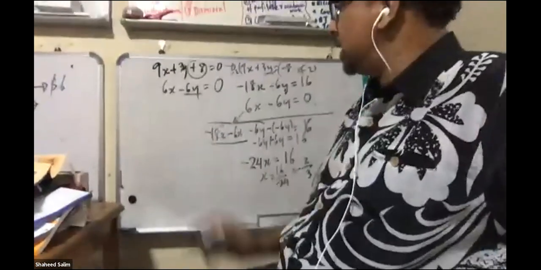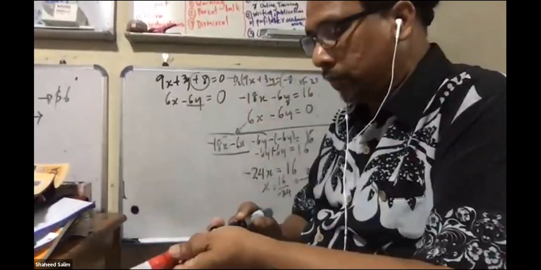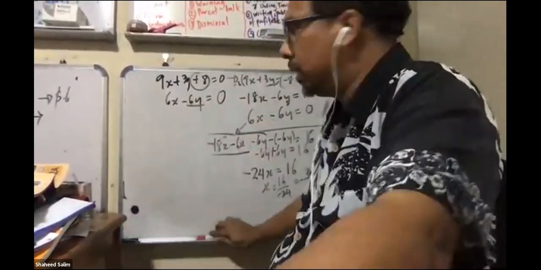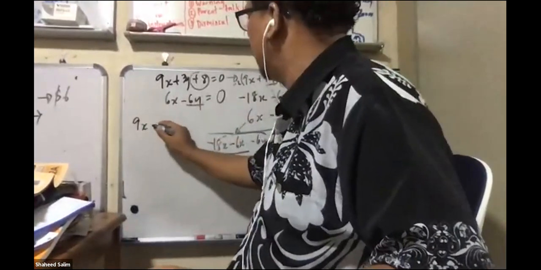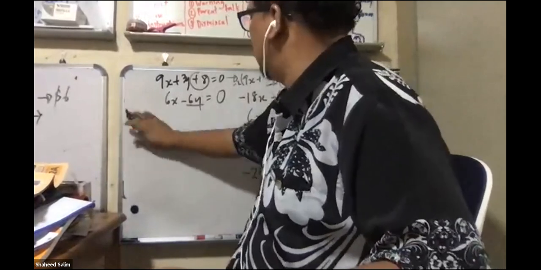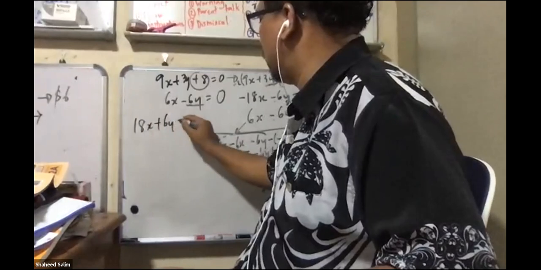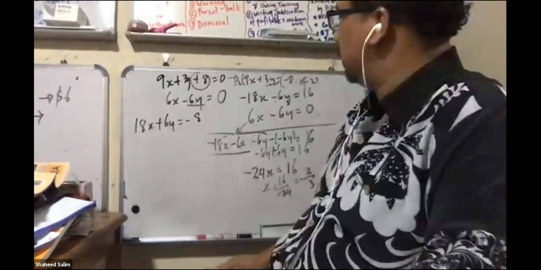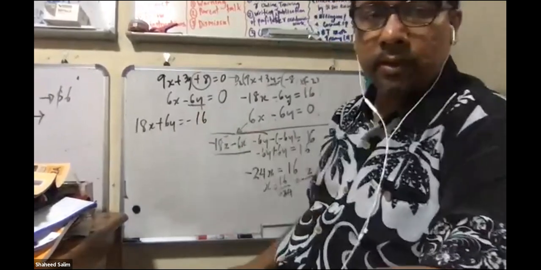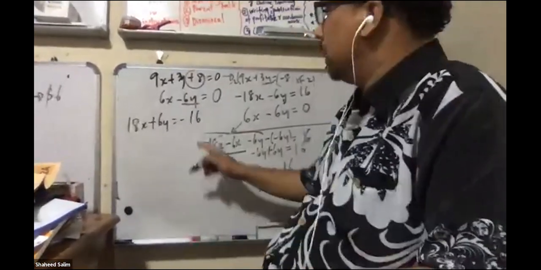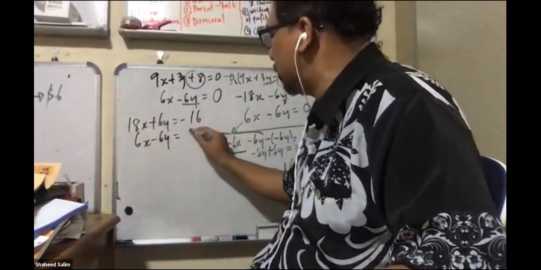But just now you're already doing halfway, remember? I'm going to continue from where you stopped, so that you are clear. Down here now you did it. You got 18x, sorry, you got 18x plus 6y equals to negative 8, correct? And negative 16, right? Correct, right? And then below here you got 6x minus 6y equals to 0.